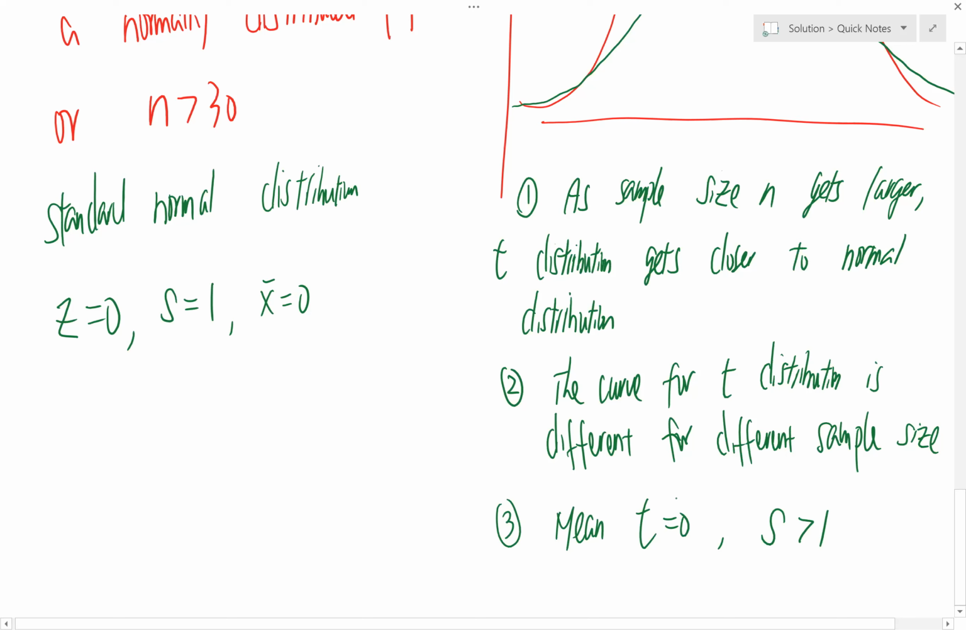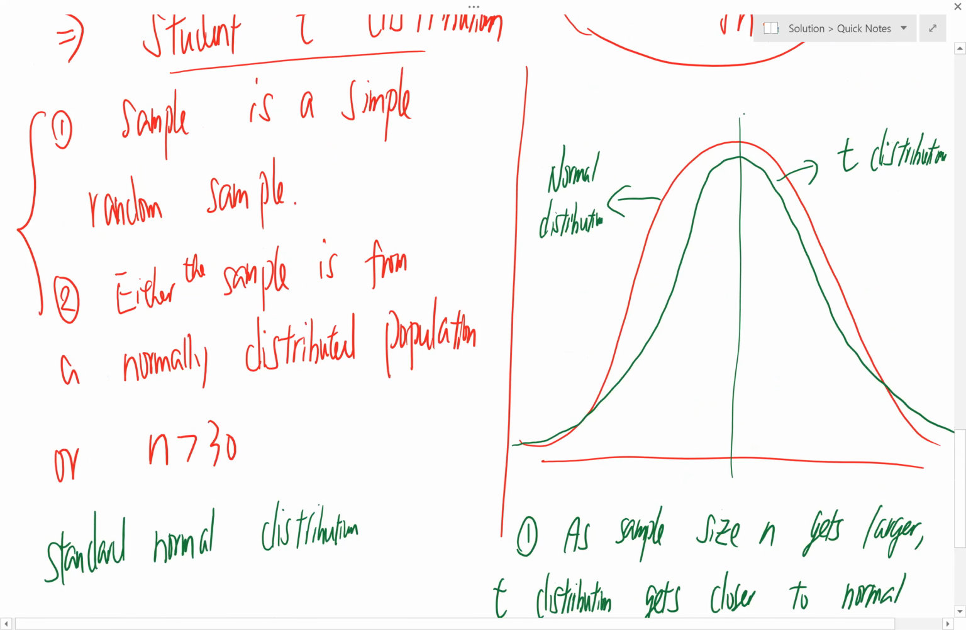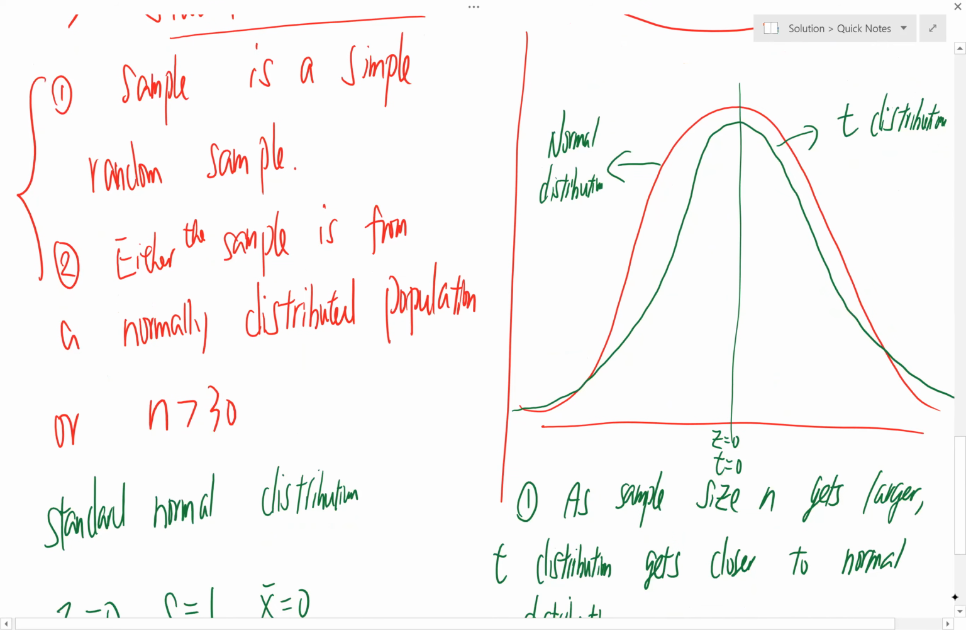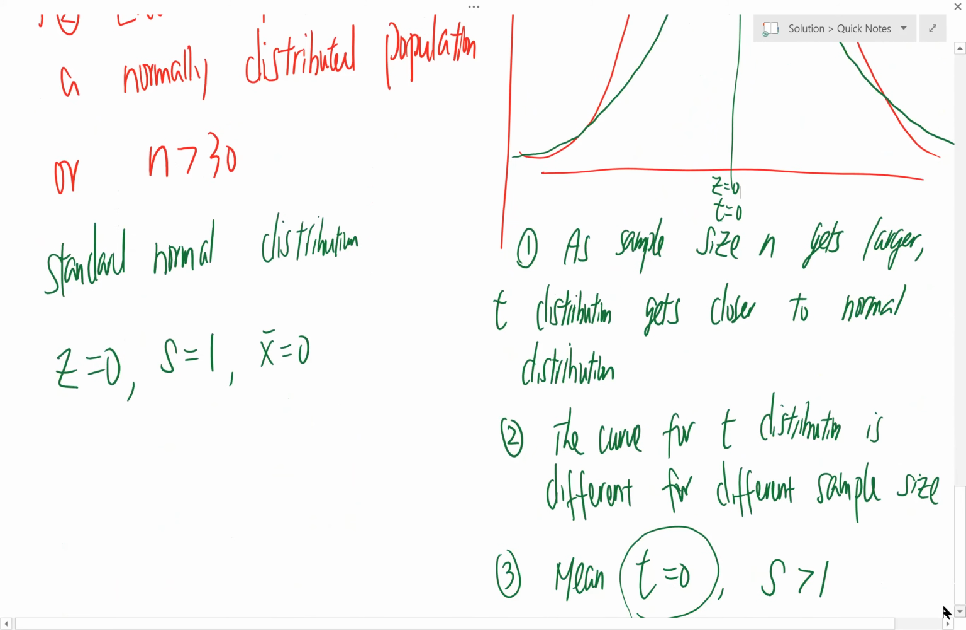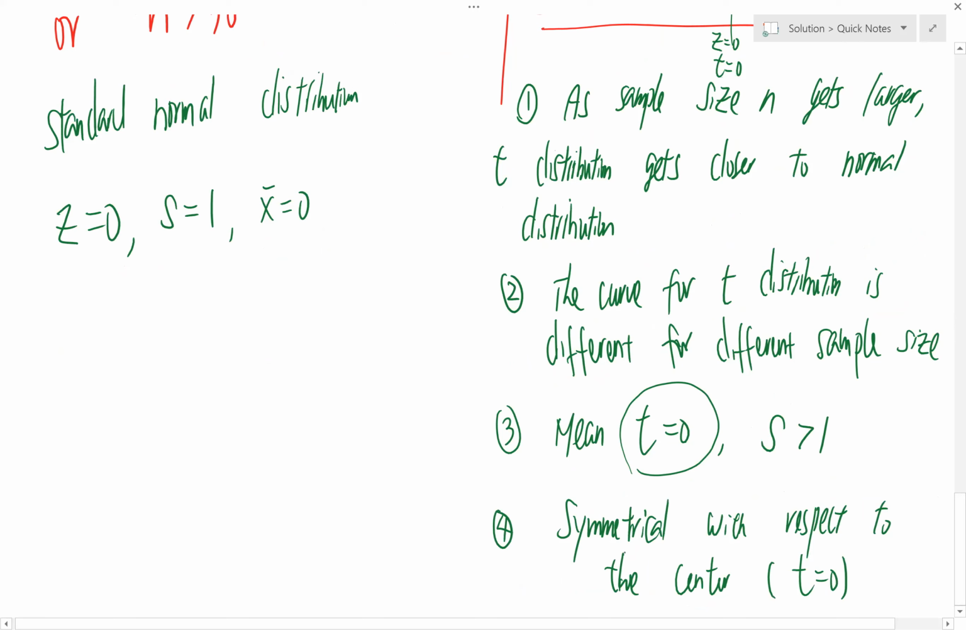But for the student t-distribution, the t-score is 0 in the center, right in the center here. For the normal distribution, z equals 0, and for the t-distribution, t equals 0. But the standard deviation is slightly different. That's why the curve varies a little bit. It's also symmetrical with respect to the center, which is t equals 0. So it's like a bell curve.